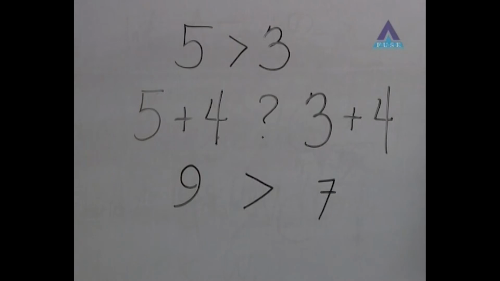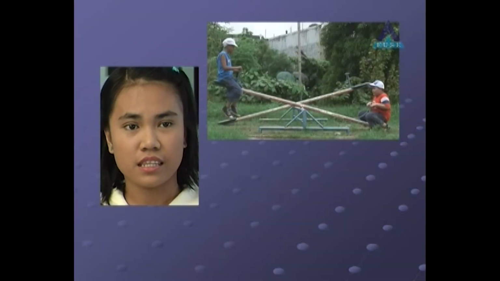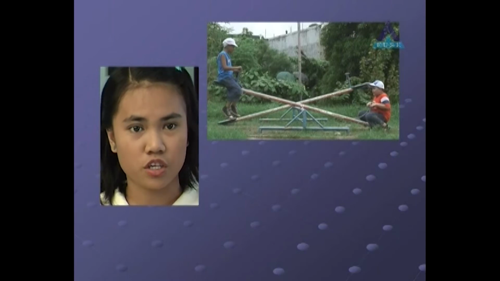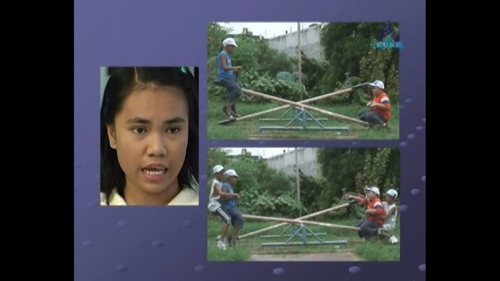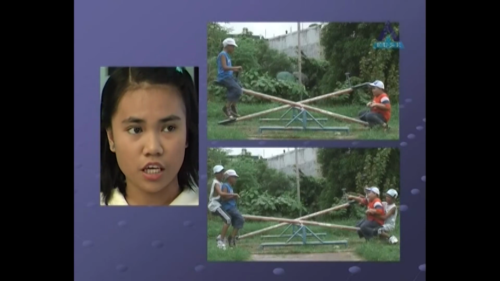It's just like the picture we saw. Before the twins were added, the seesaw dropped towards the heavier side. After the twins were added, one on each side, the seesaw's orientation remained the same. You're correct, Christine. But what do you think will happen if the twins got off the seesaw? The orientation of the seesaw will remain the same.